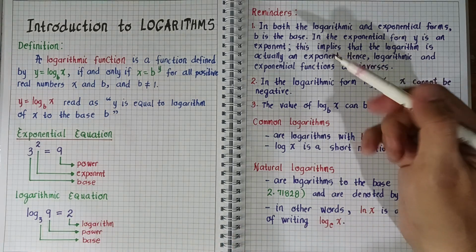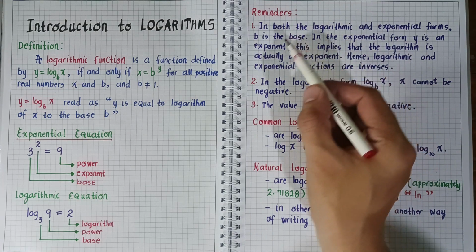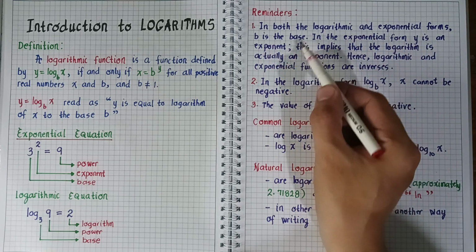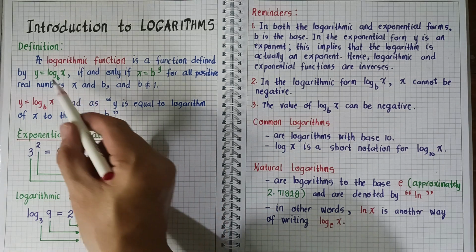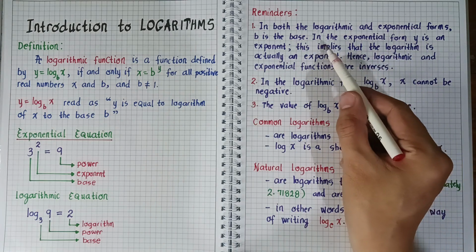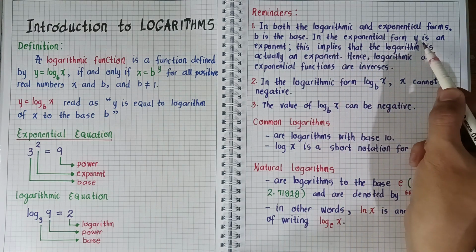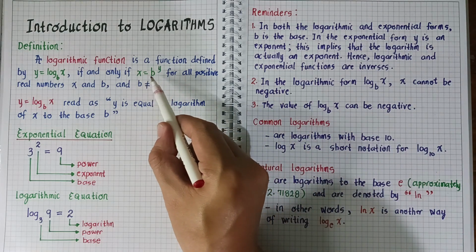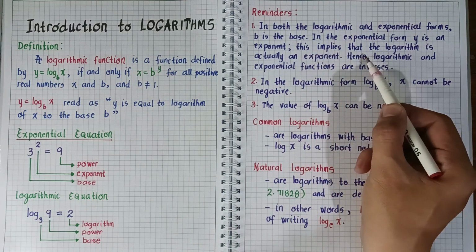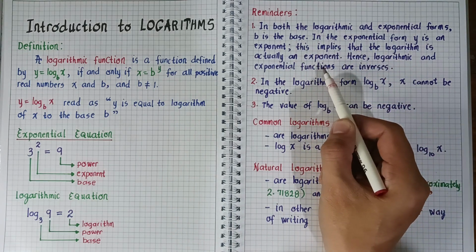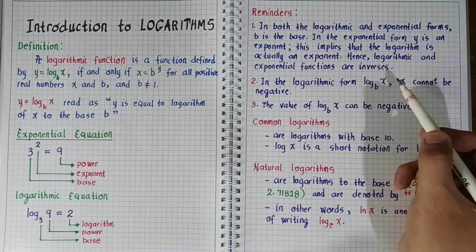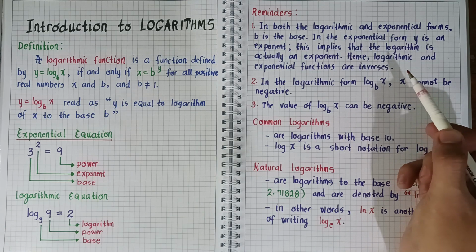Okay? So, let's have some reminders, guys. Let's not forget this. In both the logarithmic and exponential forms, b is the base. We can see here that b is what we call the base. In the exponential form, y is an exponent. So, here, x is equal to b raised to y, where y is the exponent. So, this implies that the logarithm is actually an exponent. Hence, logarithmic and exponential functions are inverses of each other, as I mentioned earlier.